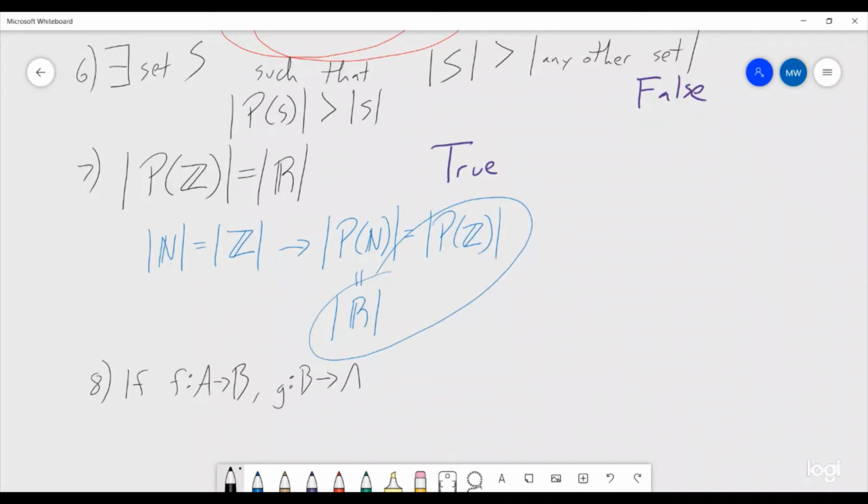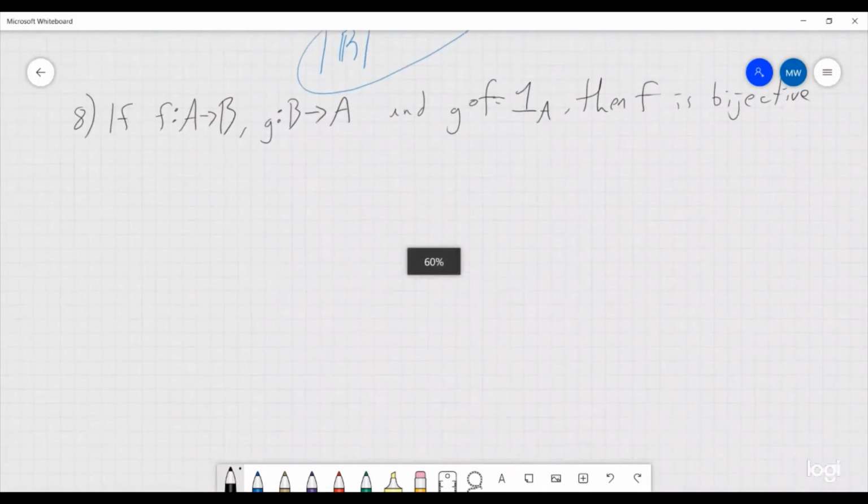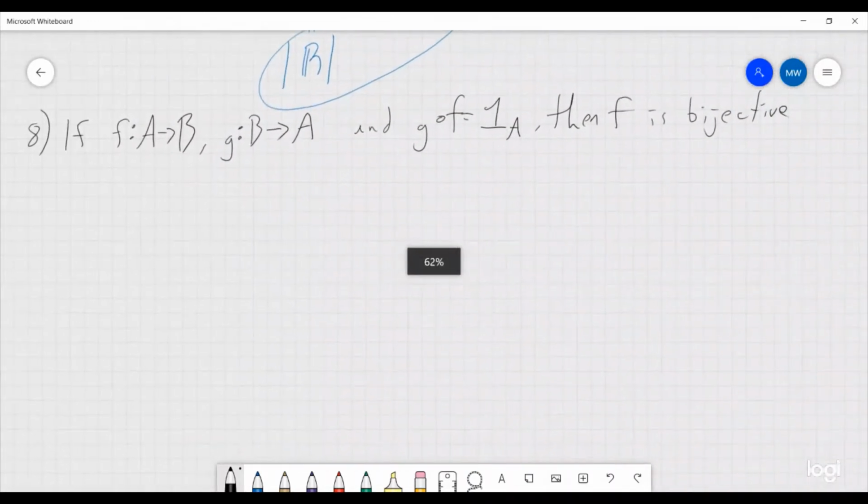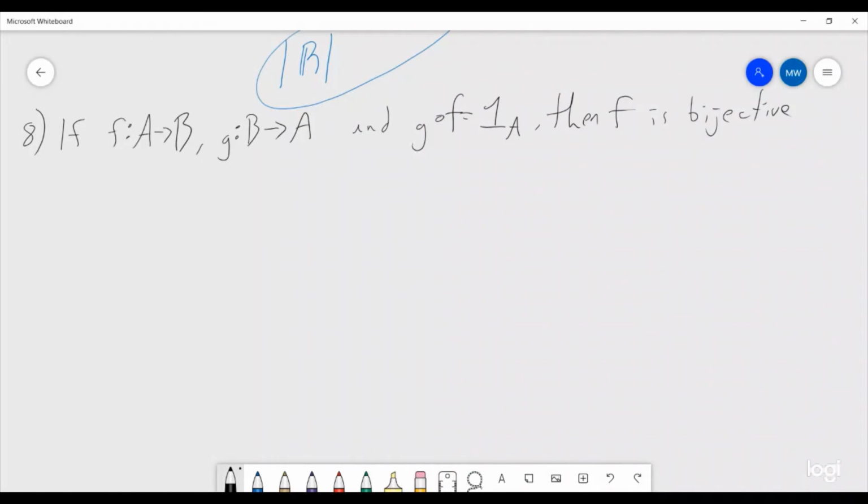Okay, next one is: if f is a function from A to B and g is a function from B to A, and g composed of f is equal to the identity on A, then f is bijective. Is that going to be true or false? I don't know. If I had to guess, I would say that it's true, but I don't know. Okay, so this one is going to be false.